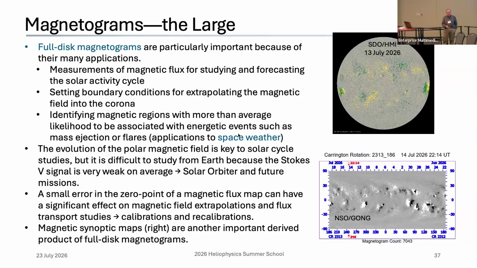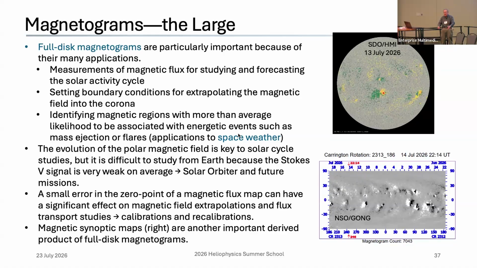But these full disk magnetograms, which are almost always done with these filters, are very important. And I think you already know that they're important for solar cycle studies. They show you the total magnetic flux.